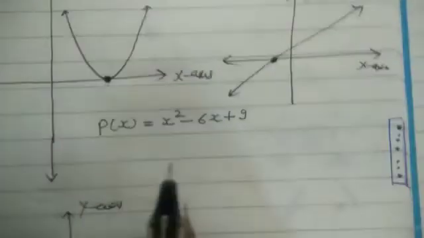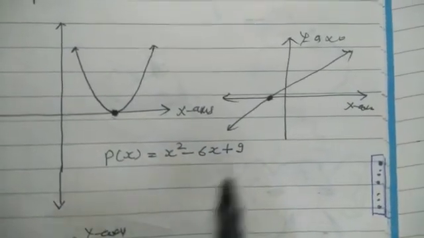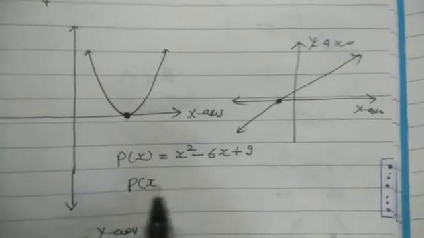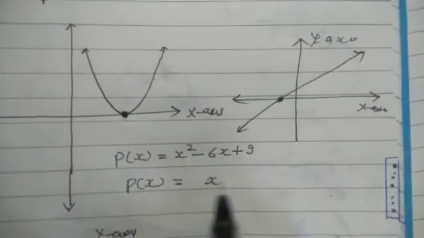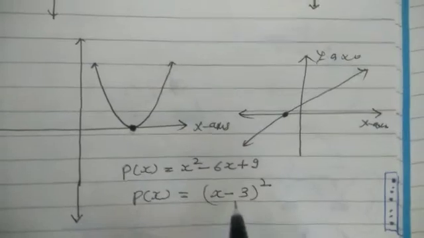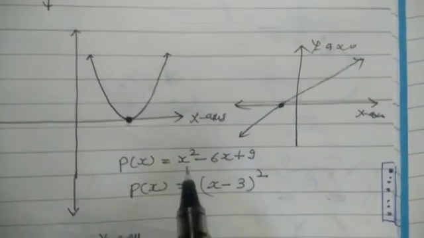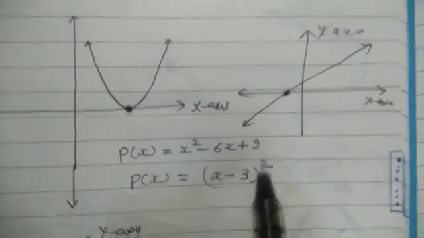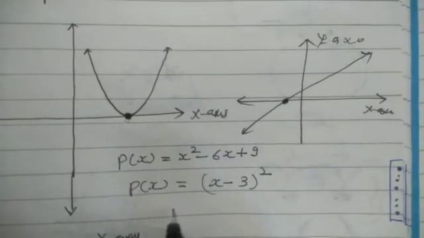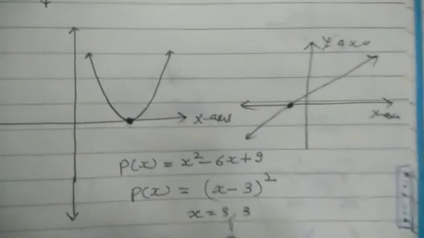For example, I am taking this example, x square minus 6x plus 9. This is nothing but p(x) equal to x minus 3 whole square. When you solve this one, you will get this. X minus 3 whole square is always x square minus 6x plus 9. So when you find its zeros, then its zero will be x equal to 3 and 3. Both will be repeated. So this is such type of example.